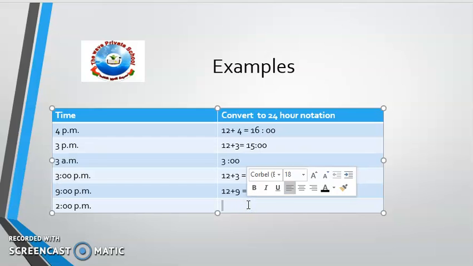Yes, so first of all, very good, you have to write 12 and then you have to write plus, because this is PM. You have to write 12 and then this 2 will come, then the answer will be 12 plus 2 is 14. It means 14 o'clock. It means no need to write PM, it means 14 is afternoon time.